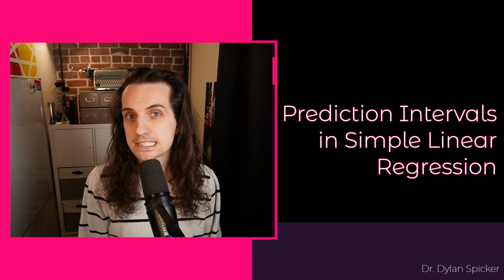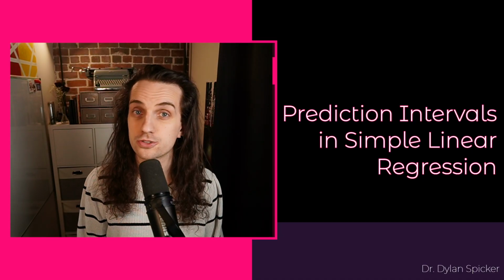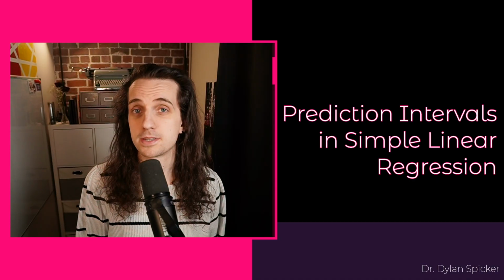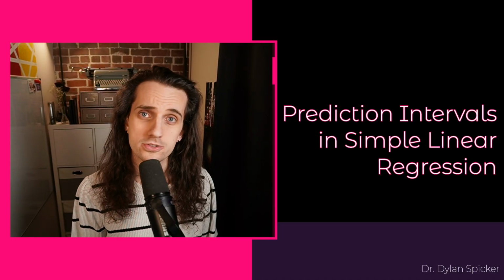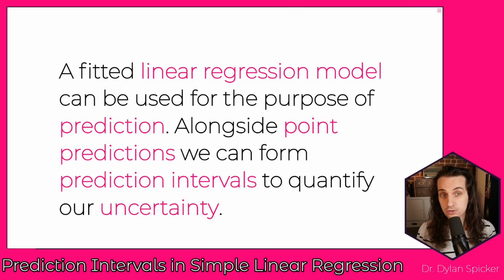Now, there's a key distinction between estimation and prediction, and that's the idea that with estimation, we're trying to characterize a distribution, whereas with prediction, we're trying to actually get at the single value of something that we've not yet observed. So there are some fundamental differences, but regression models are really well situated to be used as prediction models. If we think about a fitted linear regression model, this can be used for the purpose of prediction. If we think about point predictions as guesses for single values, we can also form prediction intervals in order to quantify the uncertainty that we might have with our predictions.